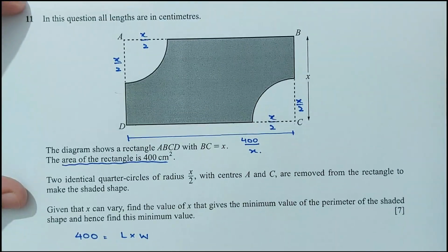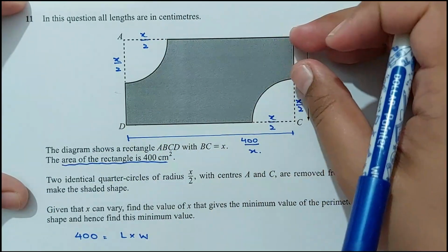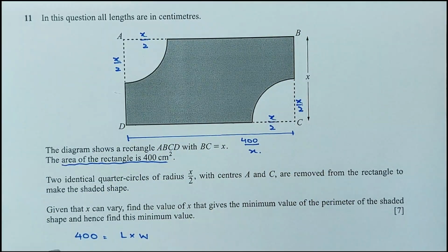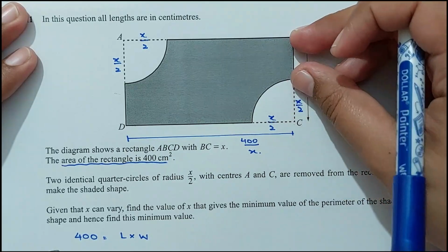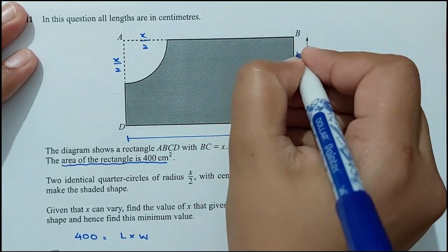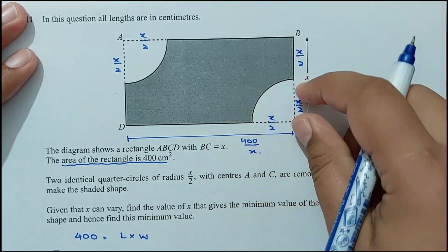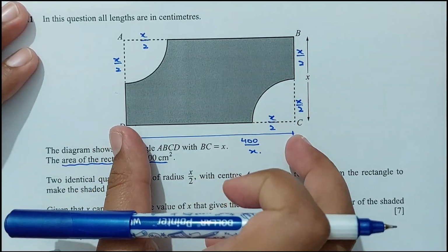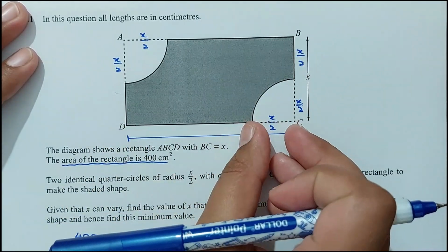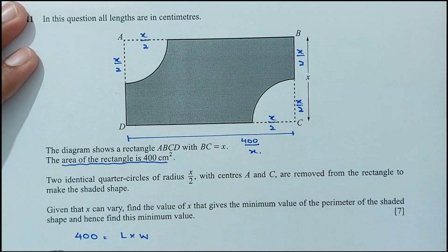Okay, so now what is this side and this side? As you can see, this whole is equal to x, and this is x by 2. What is this? This is also x by 2, because x by 2 plus x by 2 makes x. If this whole is 400 over x and this is x over 2, what is this?